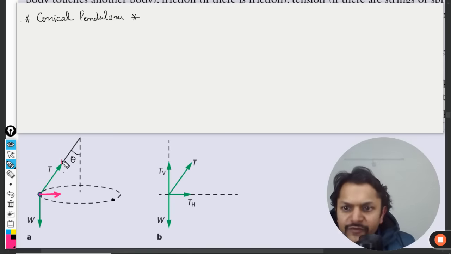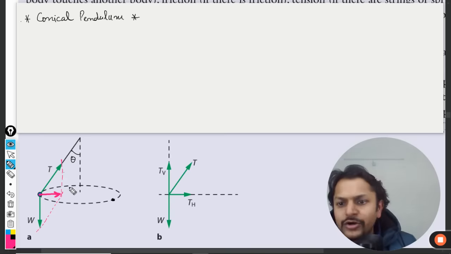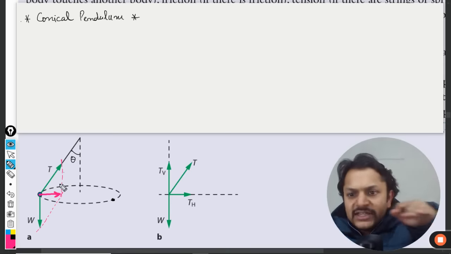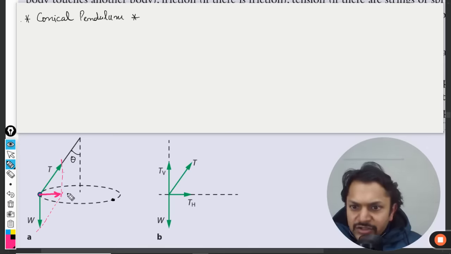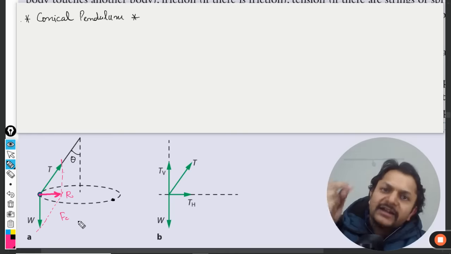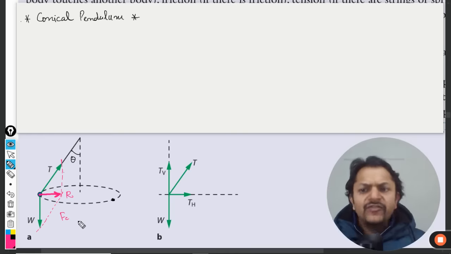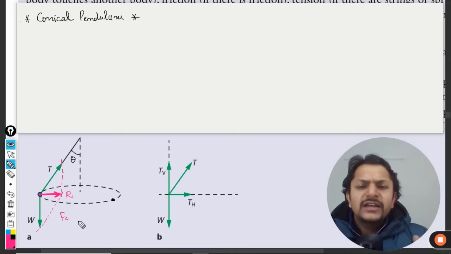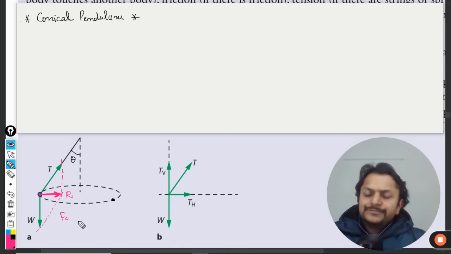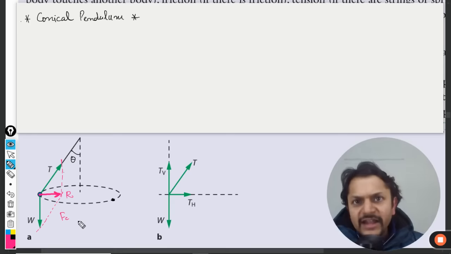If you are aware of vectors, either from maths AAHL or from the physics point of view, this is how you can draw the resultant vector. This resultant vector is what acts as the centripetal force, and that is why the body is moving in a circular motion. Clear? Yes. So that is the first understanding.